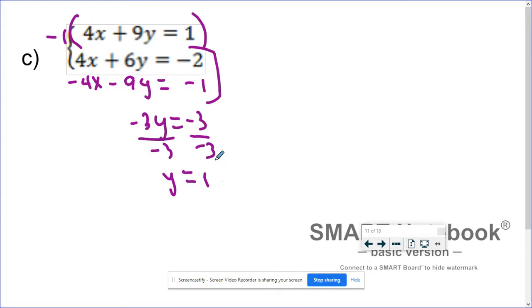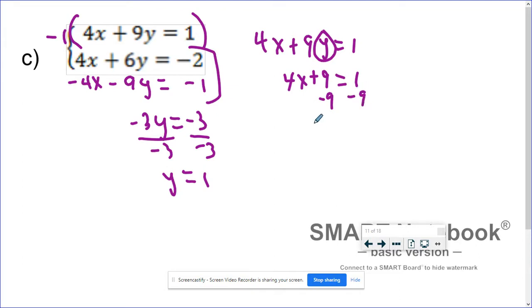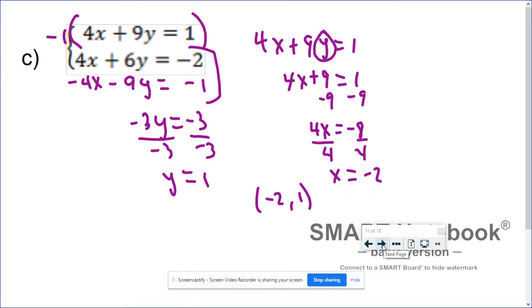Then you just pick one of the original equations. I'm going to take the top one: 4x plus 9y is equal to 1. We're going to substitute the 1 in for the y. So really it's just 4x plus 9, since 9 times 1 is just 9, equal to 1. We'll subtract 9 from both sides. 4x is equal to negative 8. Divide both sides by 4, and I get x is equal to negative 2. So my ordered pair here is negative 2, 1. Make sure the x comes first, even though we solved for the y first. So make sure your answer has the solutions in the right order.